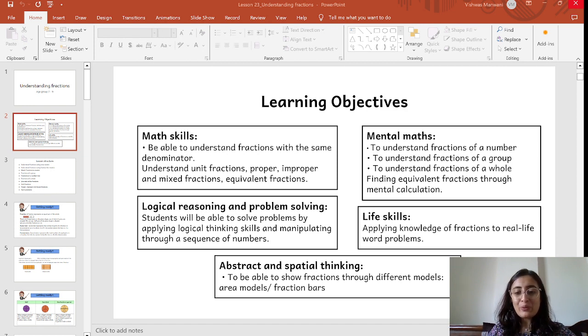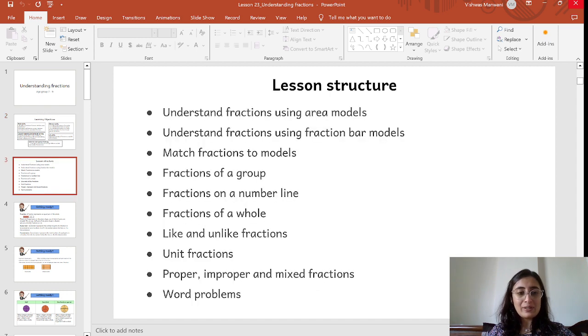So today we are going to learn more about fractions. Now fractions are very useful in day-to-day life and they help us solve a lot of problems, okay? So without any further delay, let's start with the lesson.